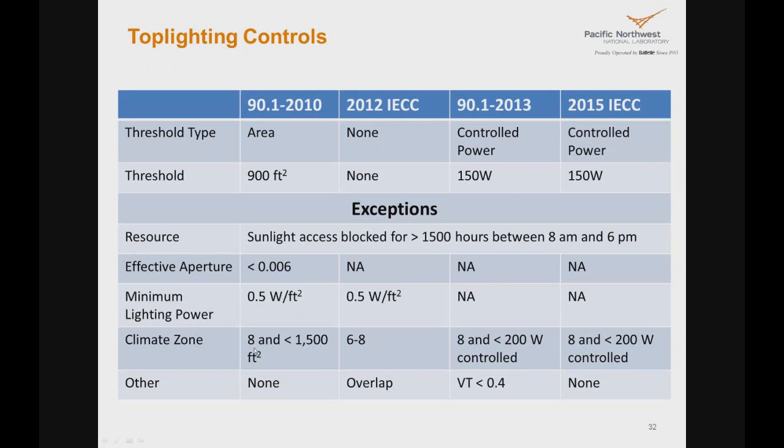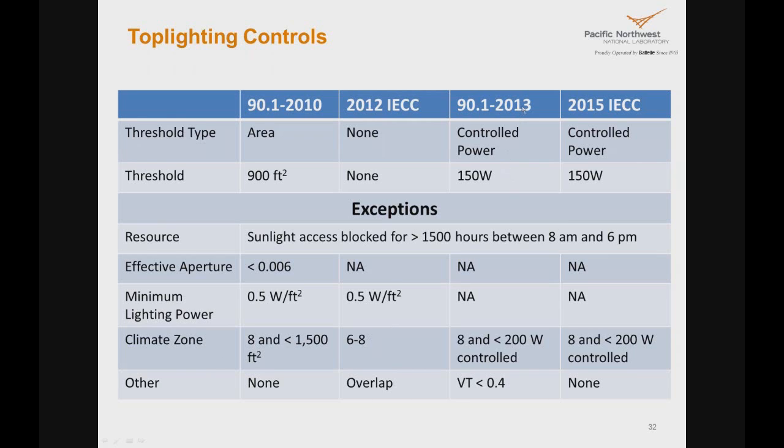Similarly, there are some exemptions for climate zones. In very cold climate zones, for example, in climate zone 8 in 90.1 2010 and in climate zone 6 through 8 in the 2012 ICC, you're not required to put in top lighting controls because basically skylights tend to lose a lot of heat in those climate zones, and so daylighting controls don't become cost effective in that case. And as I had mentioned earlier, the sole purpose of skylights is to save energy, and if you're not able to trade off the lighting energy savings with the heat loss, then it doesn't make sense to require controls. So that's why this exemption exists.